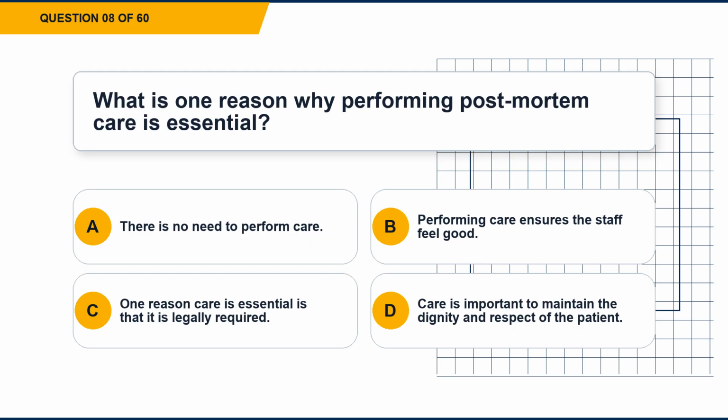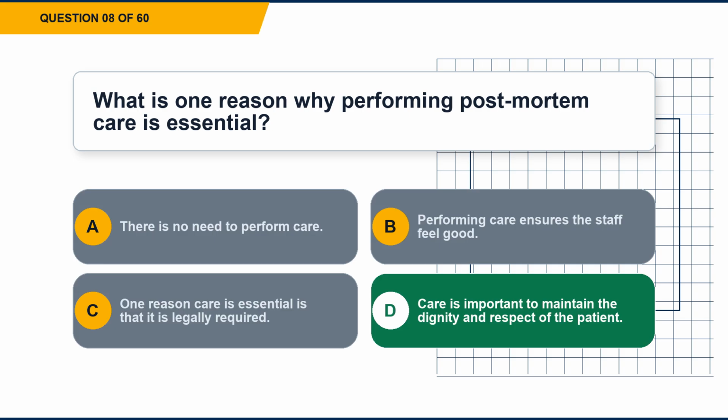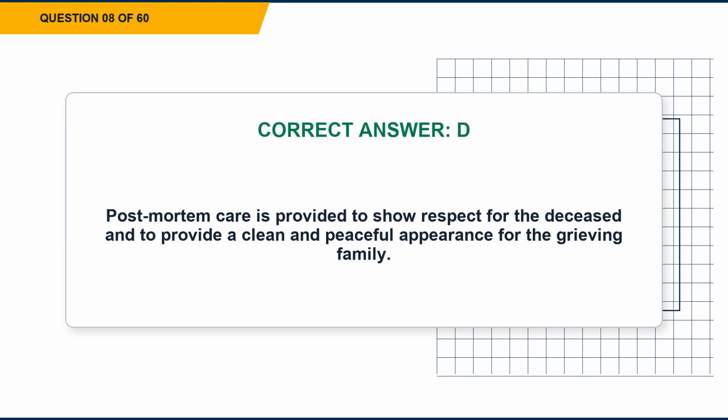Question 8. What is one reason why performing post-mortem care is essential? Option A. There is no need to perform care. Option B. Performing care ensures the staff feel good. Option C. One reason care is essential is that it is legally required. Option D. Care is important to maintain the dignity and respect of the patient. The correct answer is option D. Care is important to maintain the dignity and respect of the patient. Explanation. Post-mortem care is provided to show respect for the deceased and to provide a clean and peaceful appearance for the grieving family.